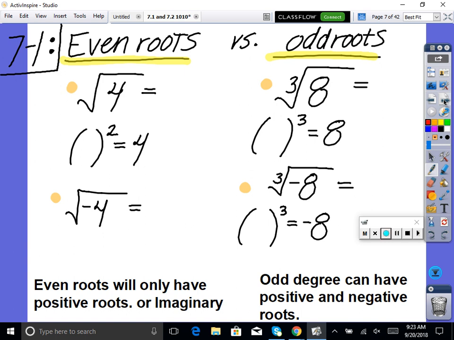So even roots will only have positive answers or i's. We're not going to do i's. We're only dealing with real roots in this unit. So square root of 4 is 2, and that's because 2 squared equals 4. We go with the primary root.